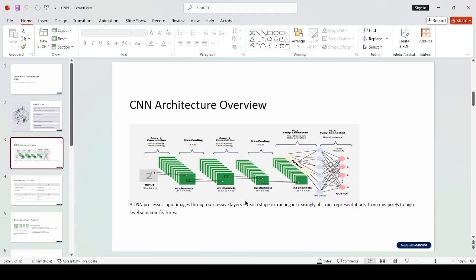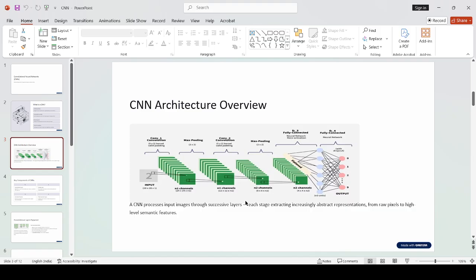Now let us look at the overall architecture of CNN. A CNN processes an input image through a sequence of layers. The input begins as raw pixel information. The first convolutional layers detect simple features such as edges. As the information moves through deeper layers, the network learns increasingly abstract representations.